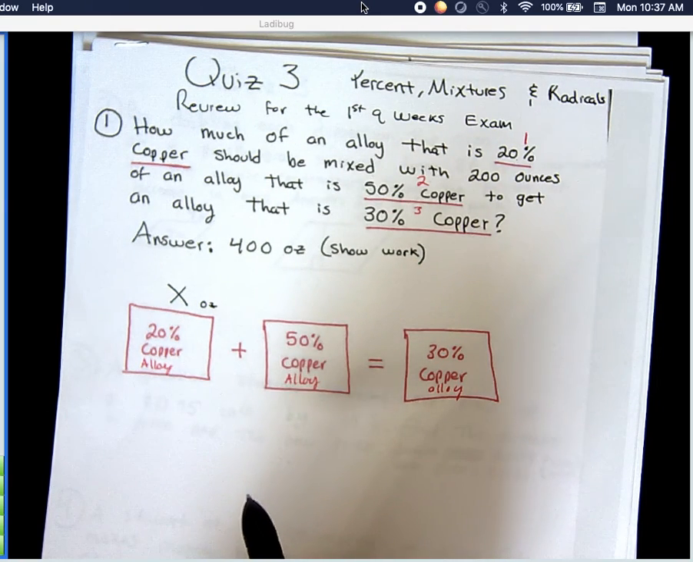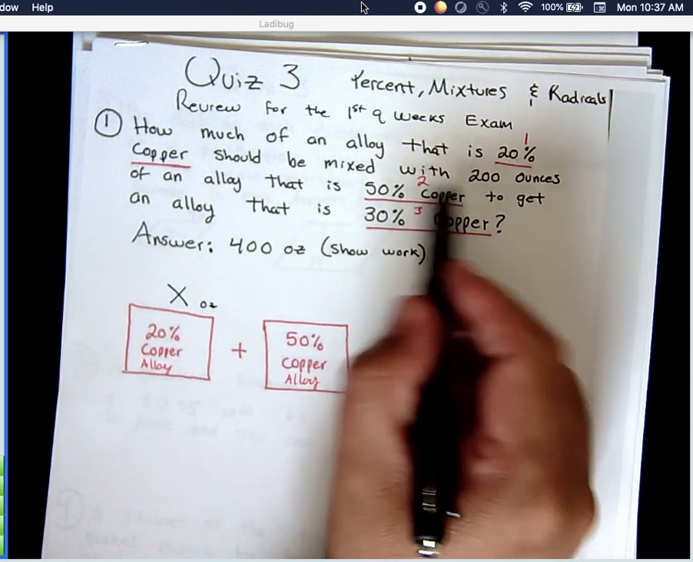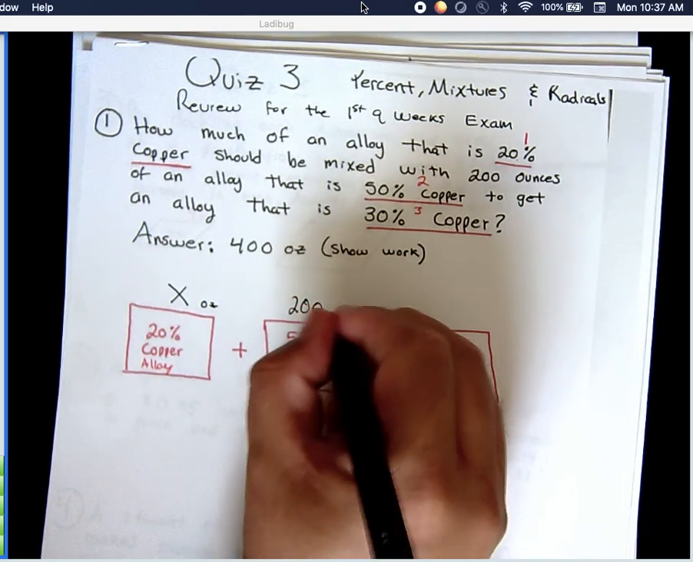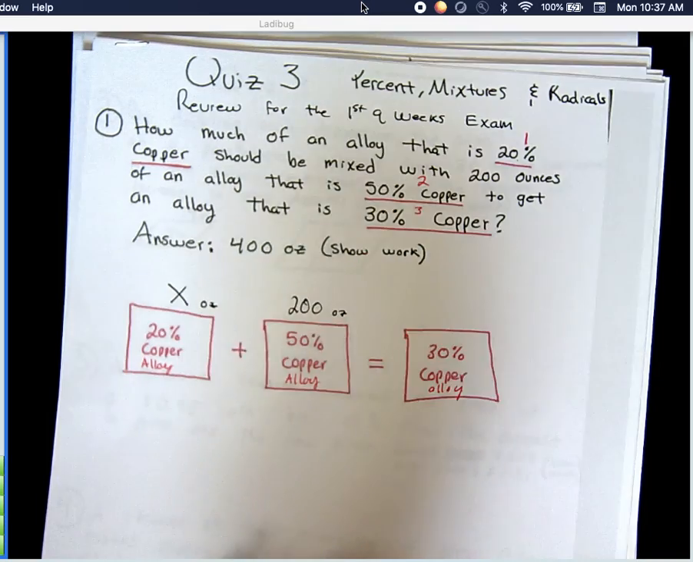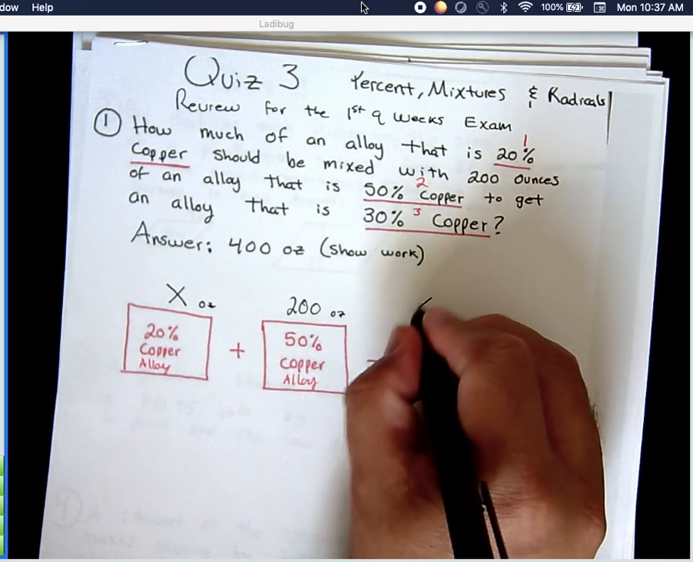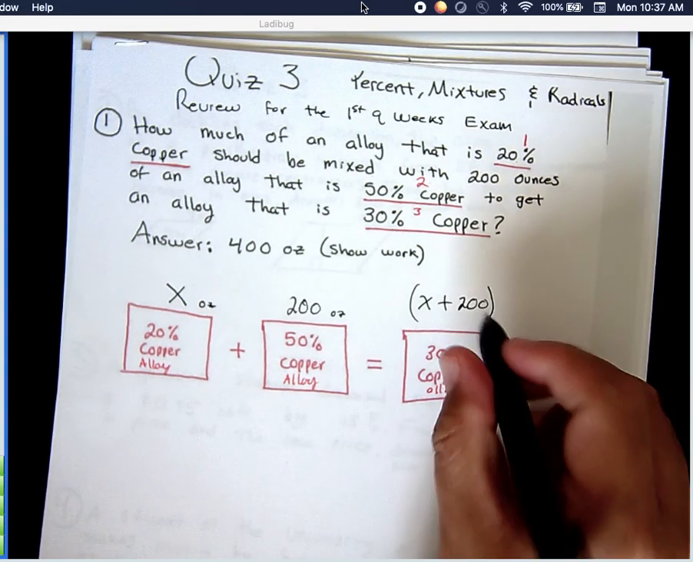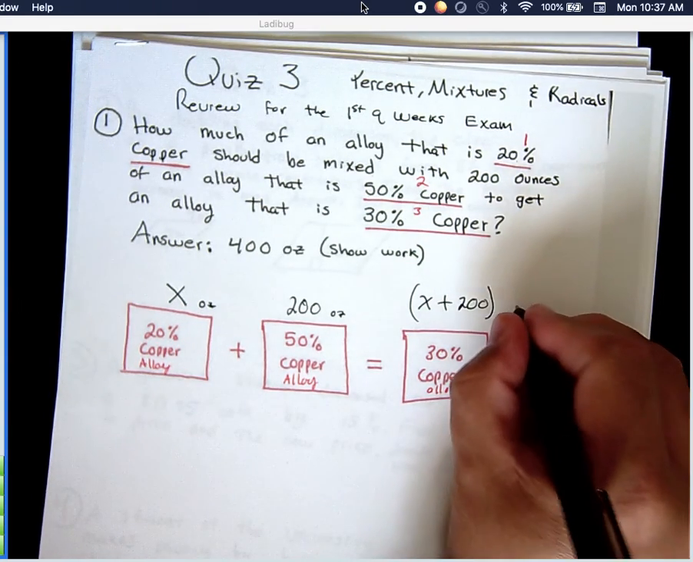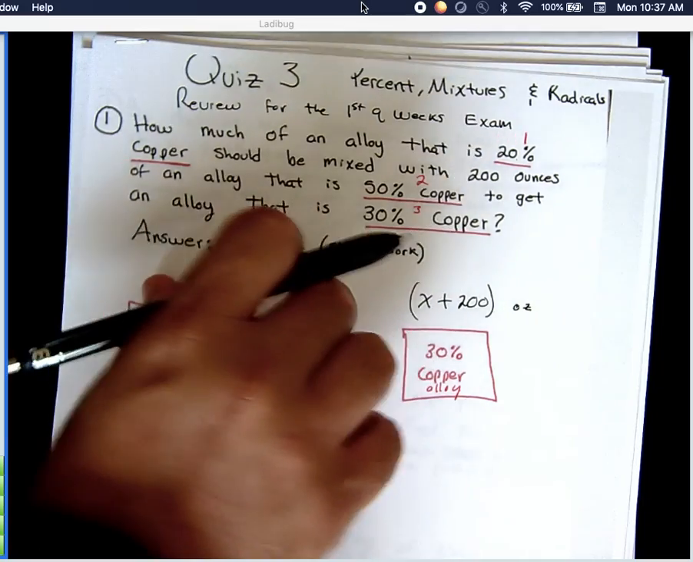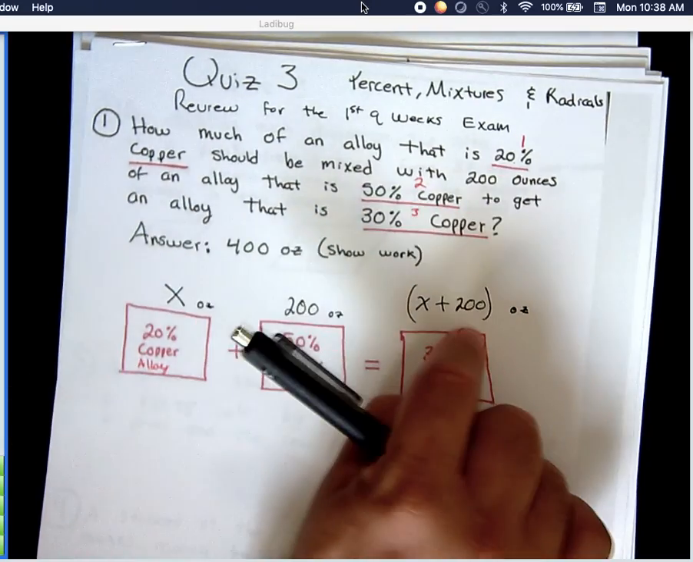Do we get something for the 50%? Do we get how much? Yes, 200 ounces. So we know we have 200 ounces of this. And how much do we get at the end? This is just the addition of this number of ounces plus this number of ounces, which makes sense. You're mixing these two, so you're going to end up with the addition of these 2 amounts for this one. That's logical.